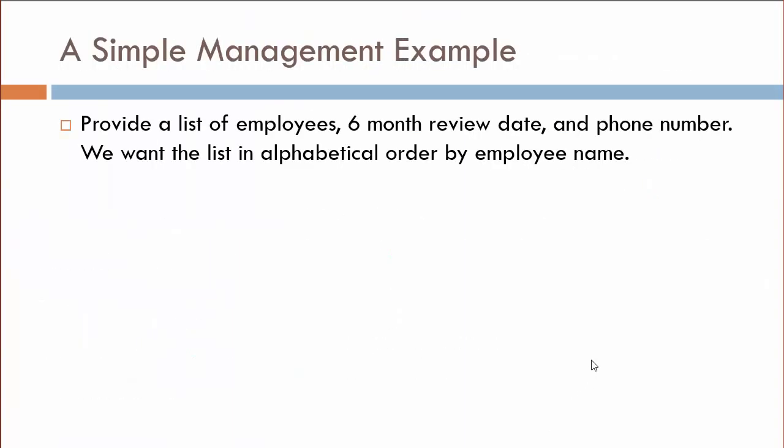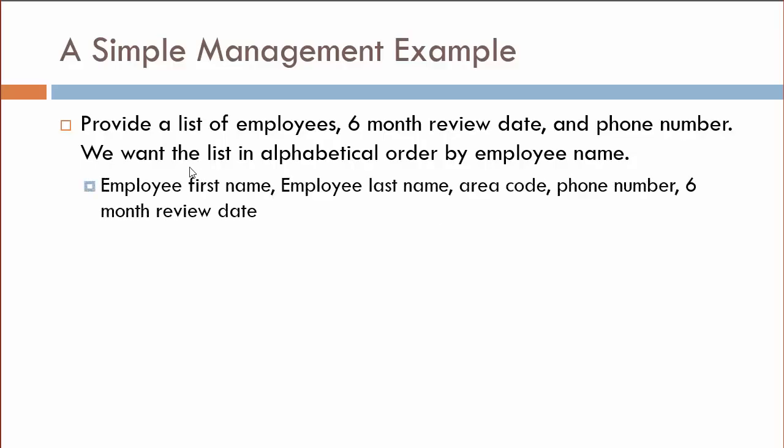So let's pump this up to a maybe a little more useful type of management query. We want to provide a list of employees, their 6-month review date, and a phone number where we can get a hold of them, and then we want to list this in alphabetical order. That sounds like something we might find handy if we had to do some reviews. So what do we want to see? We want to see their first name, last name, area code, phone number, and their 6-month review date.